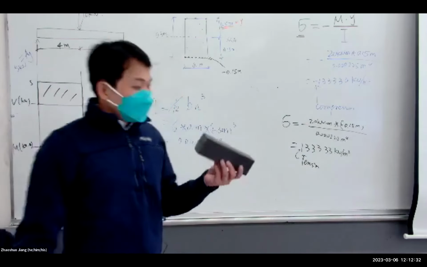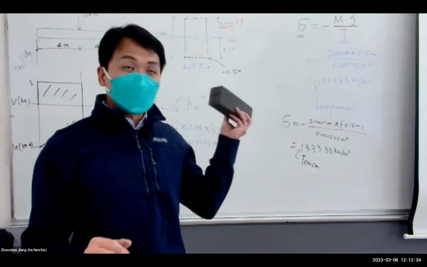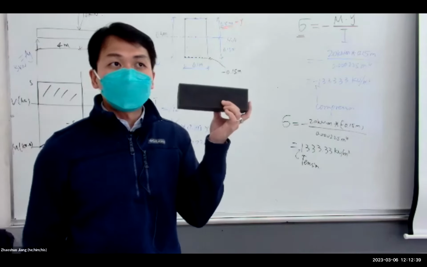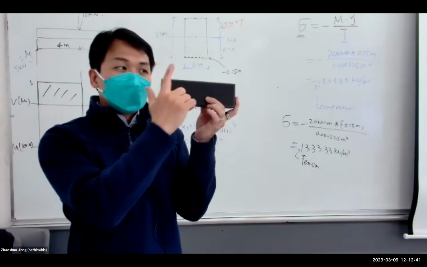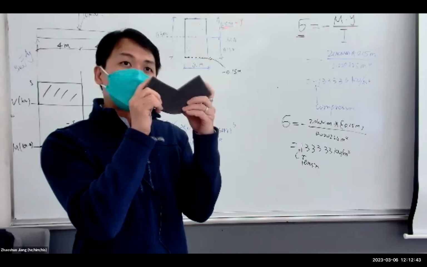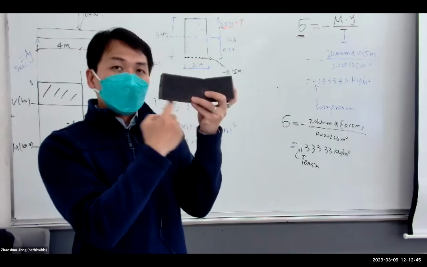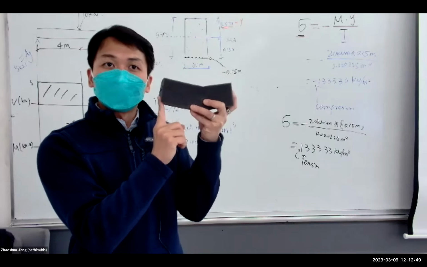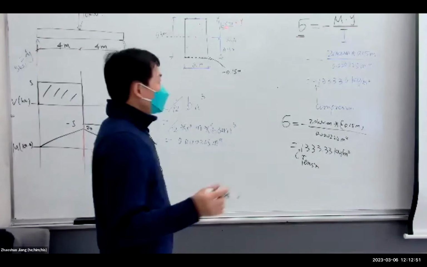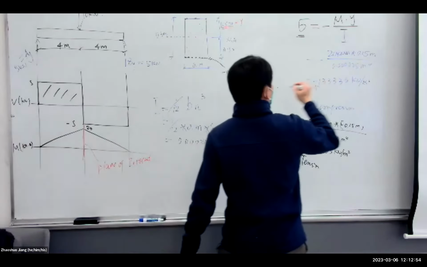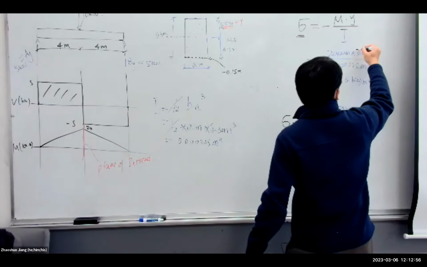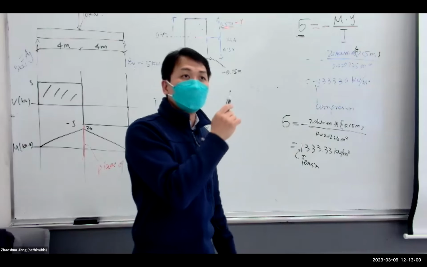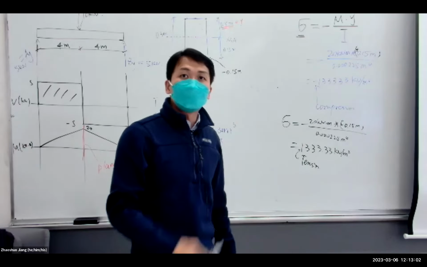So that means for this cross section, with this loading, both the top fiber and the bottom fiber are going to have the maximum normal stress. The top is going to be in compression. The bottom fiber is going to have the same normal stress, but in tension, right? So for a problem like this, the answer is going to be plus or minus, because it could be the point on the top and also the point at the bottom.